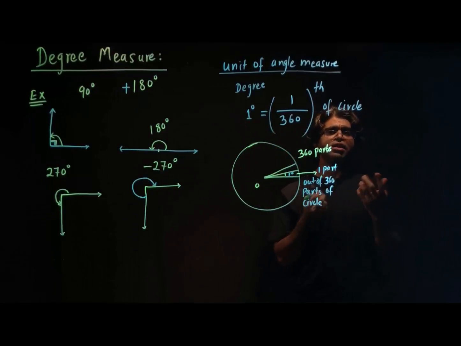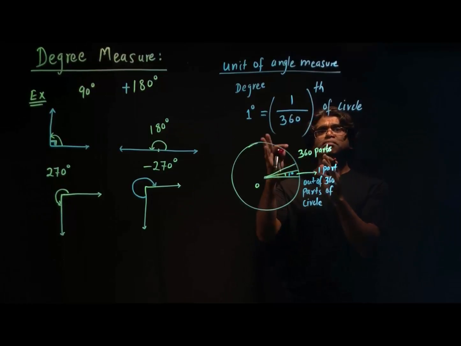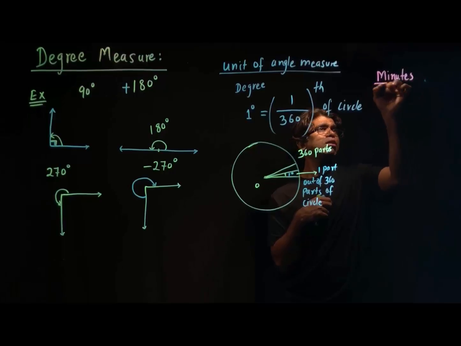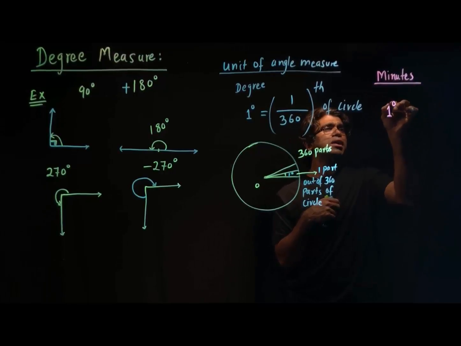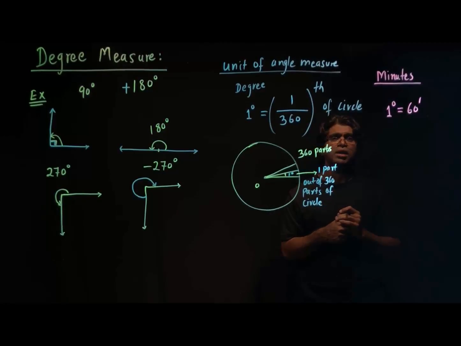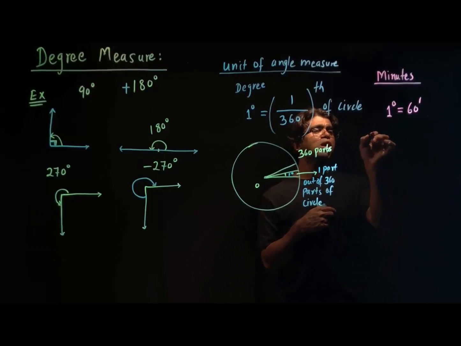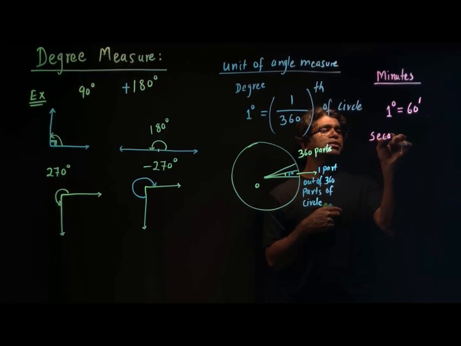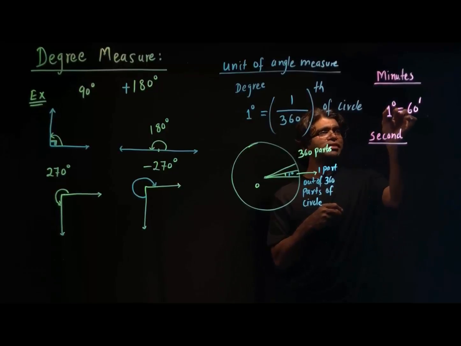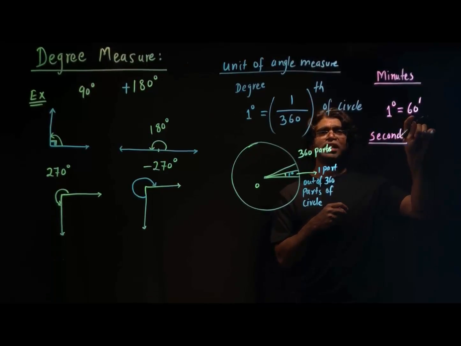Now, there are other small units of angle measurement smaller than the degree. The unit smaller than a degree is called a minute. It's called minutes. So 1 degree is 60 minutes, right? And there is another small unit, we call it a second. So before I move on to the second, let's look at the minute. So 1 degree, this is the symbol for degree, is equal to 60 minutes.